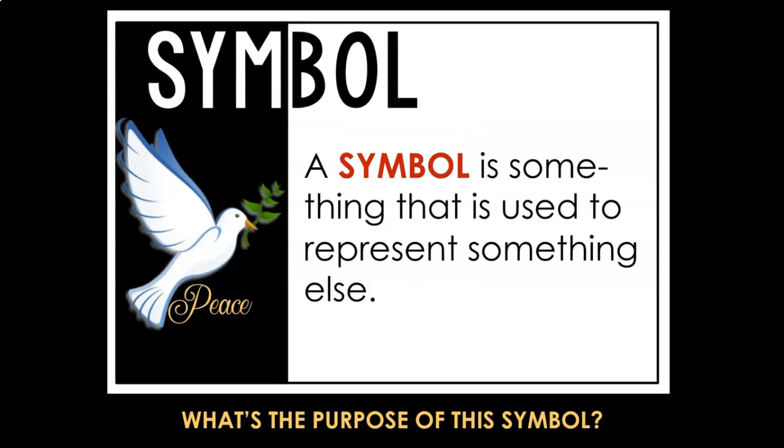A symbol is something that's used to represent something else. For instance, a dove, a lot of the time, is a symbol of peace. That is a visual shorthand. So if we see a red rose, we think romance. We see a lion, we think bravery. We see a dove, we think peace.